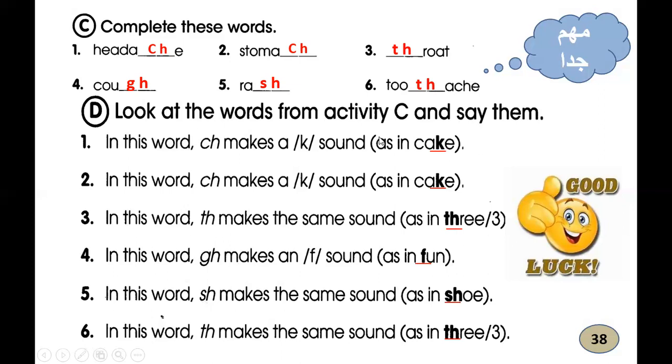Finally 6. In this word, toothache, TH makes the same sound as in 3. So in toothache, TH gave me the sound th. It is the same sound as in 3. So TH here gives me the sound th as in 3. This exercise is only about how to pronounce these words the correct way.